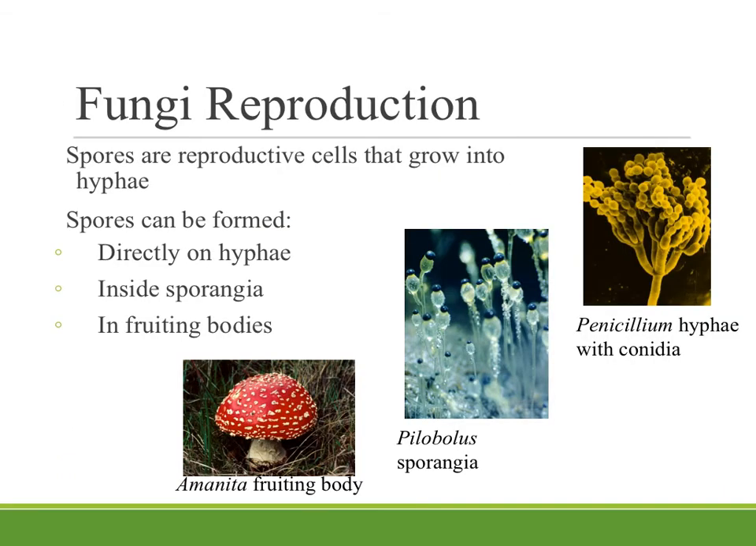So as I mentioned earlier, fungi reproduce by spores. And spores are reproductive cells that grow into hyphae. So spores can be formed directly on the hyphae, as we see over here with a picture of penicillium. Or they can form inside special fruiting structures called sporangia. And so here's an example of some sporangia, and we saw this fungus in the video. This is the one that sort of shoots it off like a gun far away from the cow pats. And then finally, spores can develop in fruiting bodies, and of course mushrooms are probably the most common fruiting body that you think of.